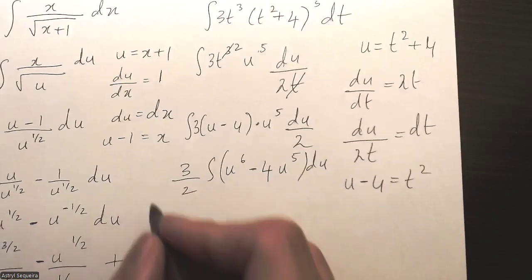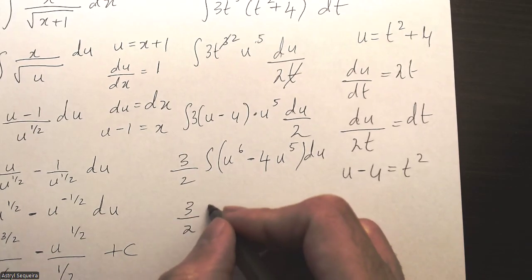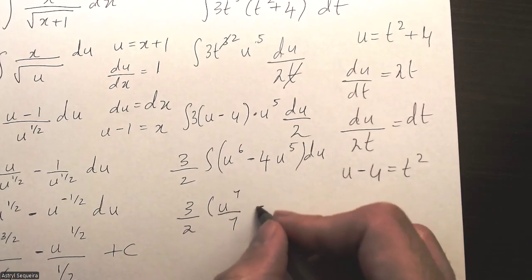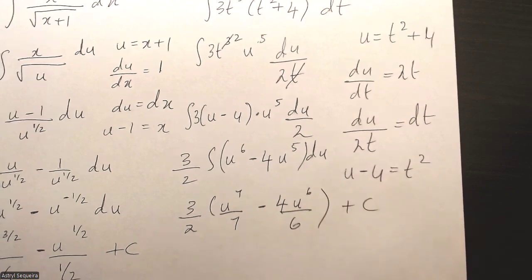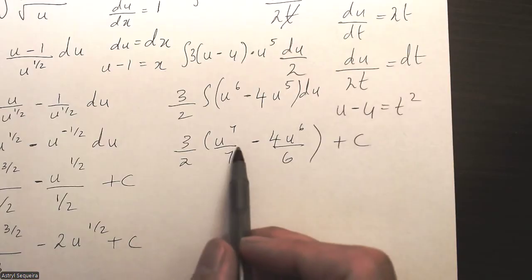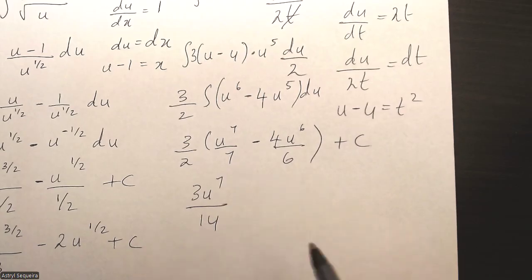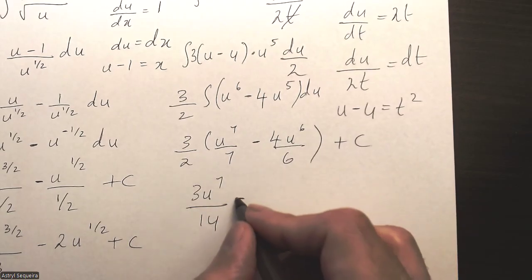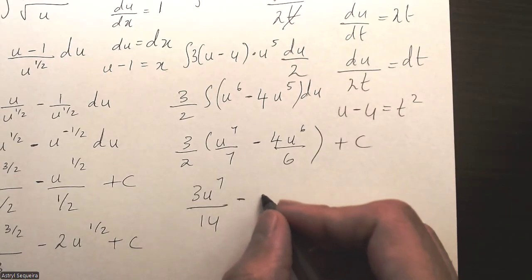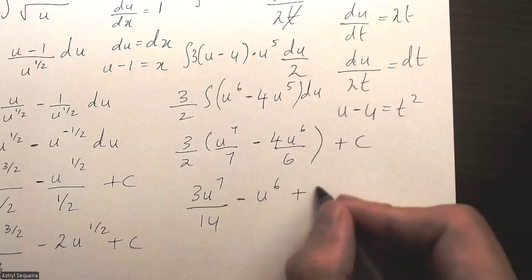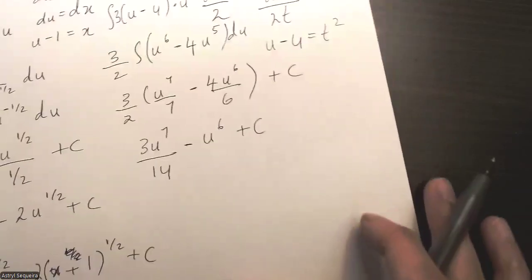Now I can integrate this. So that's just going to be u to the 7 over 7, minus 4u to the 6 over 6, and then I just have my plus c at the end. I can multiply this 3 over 2 with this fraction here, so that's just 3u to the 7 over 14. 3 over 2 times negative 4 over 6 is basically negative 2 over 3, so that and that will cancel, so it's just minus u to the 6 plus c. And last step, I just replace the u's back with t squared plus 4.